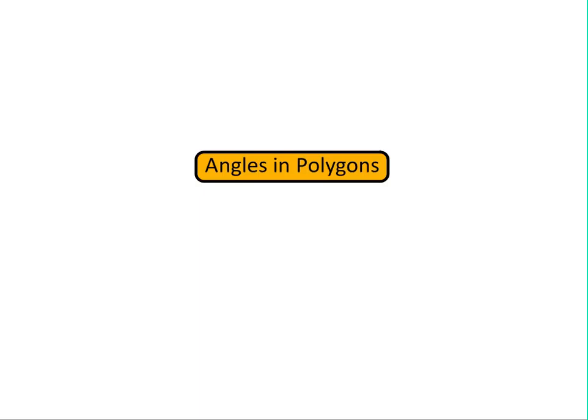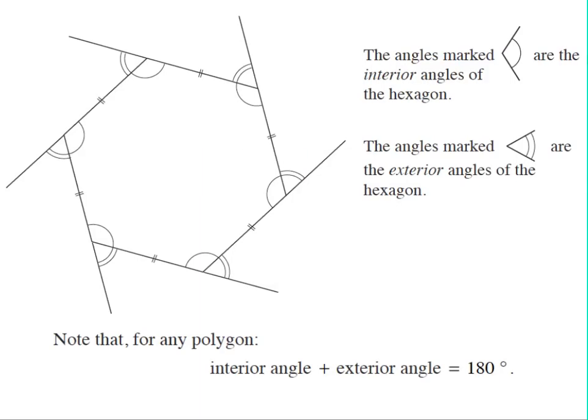So this video is all about angles in polygons. Now a polygon is a shape, and if it's regular then all the angles inside it are the same and all the lengths of the sides are the same. So let's carry on. Now the interior angles are the angles inside them.